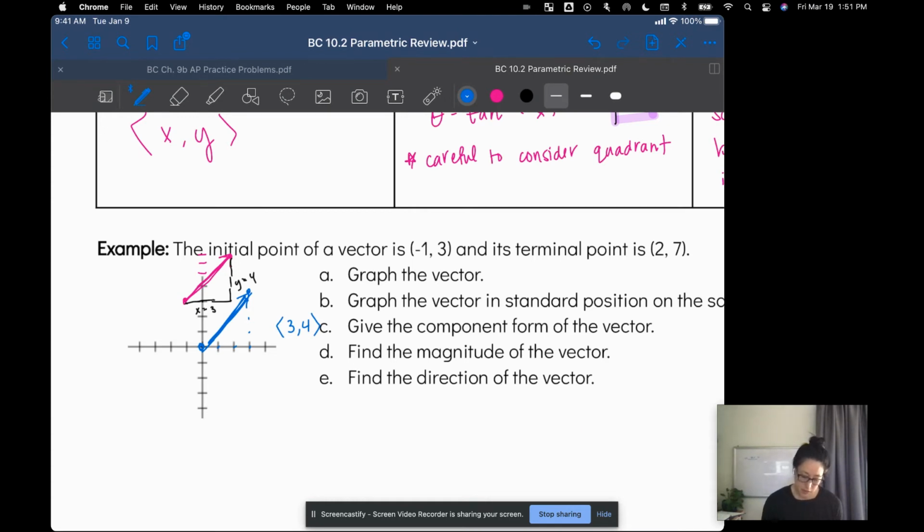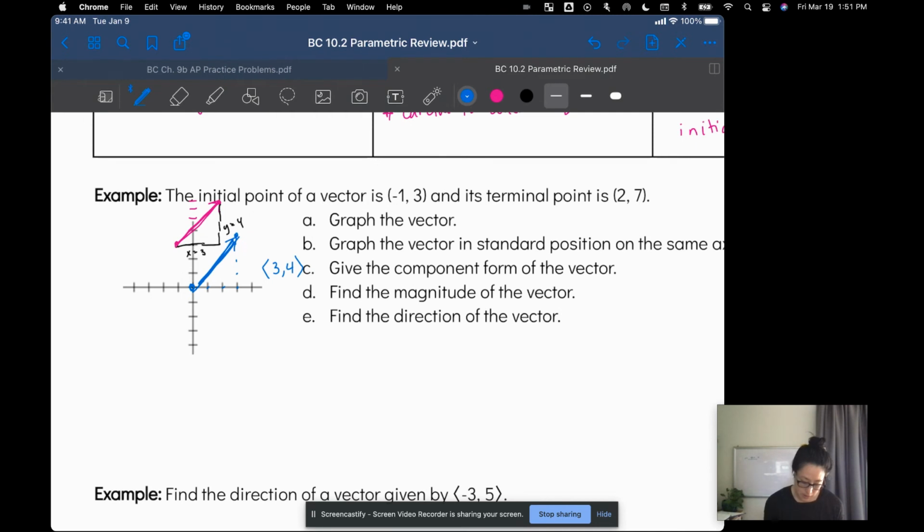The magnitude of the vector, we're going to call this vector v, is equal to the square root of x squared plus y squared. So I end up with the square root of 3 squared plus 4 squared, which I know is equal to 5. All right, part E, find the direction of the vector.